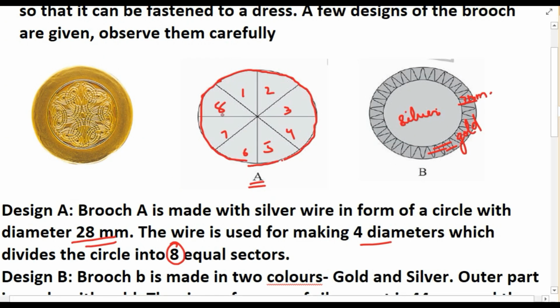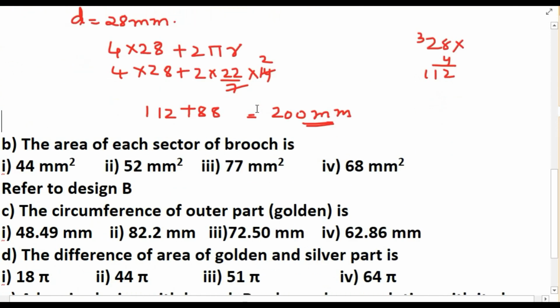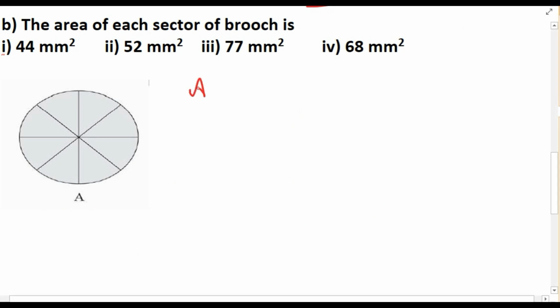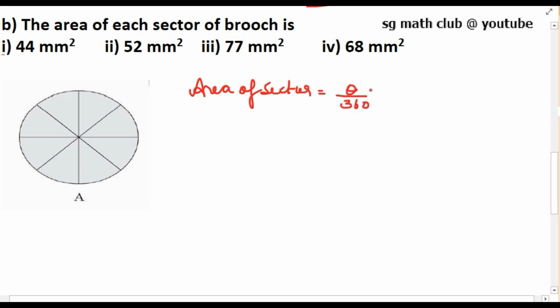Next question is the area of each sector. Here there are 8 sectors. So we need to find the area of each sector, and the total circle is divided into 8 parts. We know the formula: area of sector is equal to theta divided by 360 into pi r square. The diameter of this wire is 28 millimeter, so the radius will be 14.